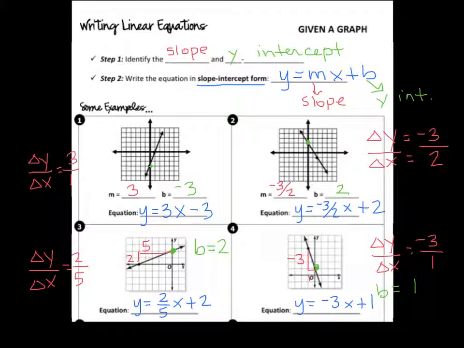For number 4, to find my rate of change, I started on this point and I had to go down 3, so that's why it's -3. And to the right 1. So -3 over 1 is my rate of change, or my slope. That's the number in front of x, which is -3. And then my y-intercept, this line intersects the y-axis at +1. So that's where I got the +1 from.